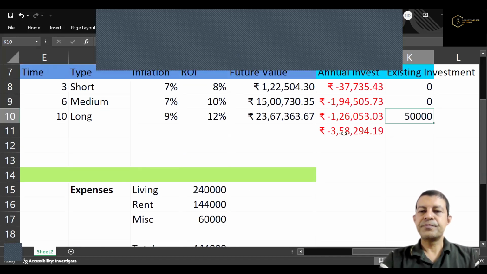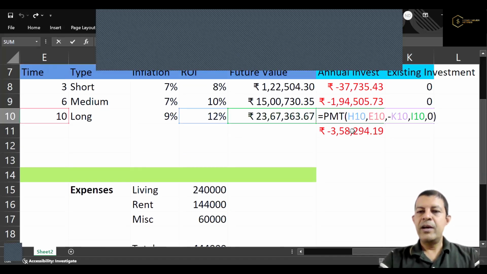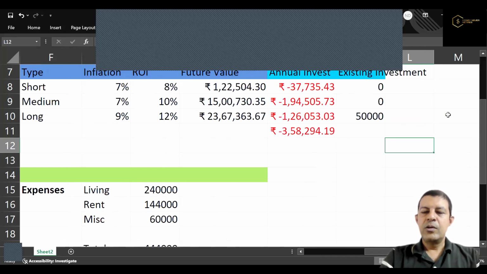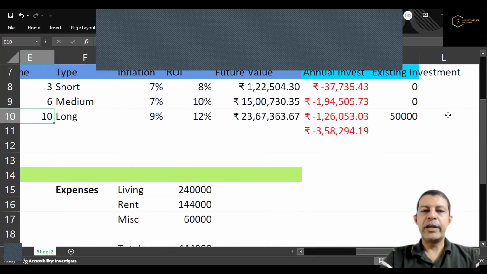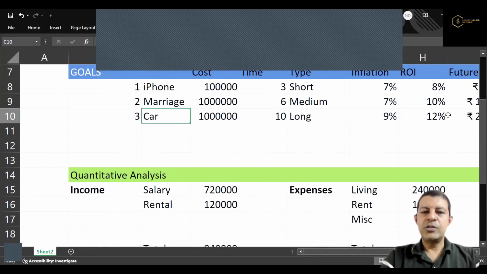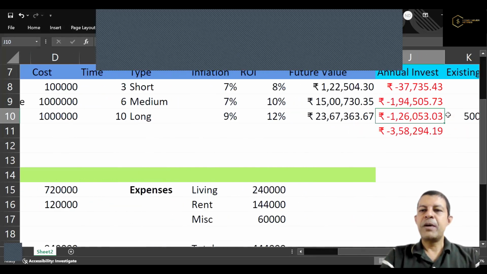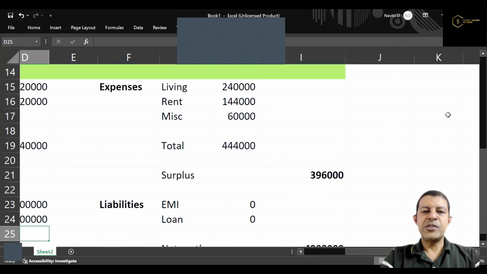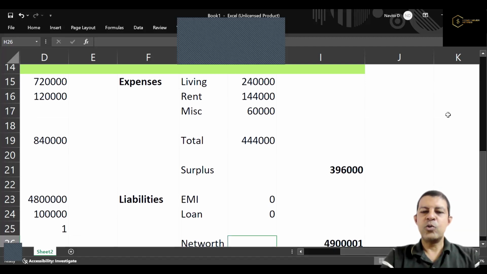Then, as you see, the annual investment goes a little lower. It was 3,67,000, that is now 3,58,000. So this is how goal-based planning would look like. We have all his goals. This is how annually Ramesh needs to invest. And this is what his expenses, surpluses and net worth look like.